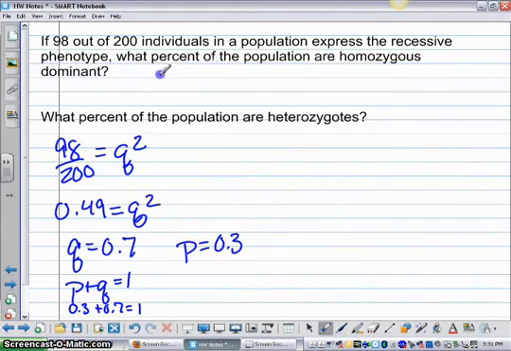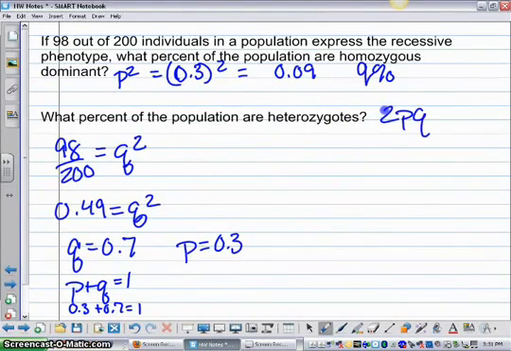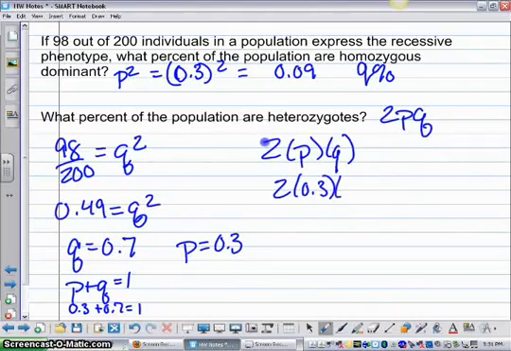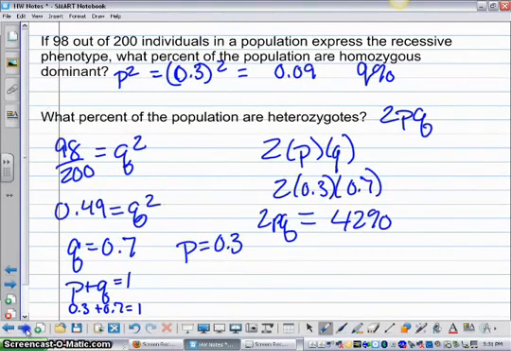So it's asking us homozygous dominant. Homozygous dominant individuals are p squared. So that's going to equal 0.3 squared, which equals 0.09, which is a whopping 9%. And then what percentage are heterozygotes? That's 2pq. So I'm going to take 2 times p times q, which is 2 times 0.3 times 0.7, and that's going to equal 42% heterozygotes for 2pq.